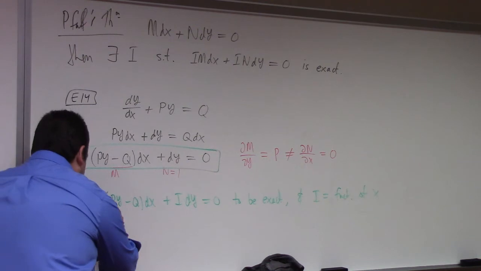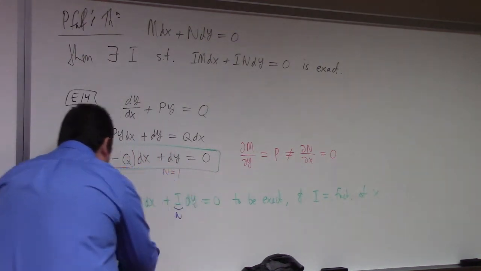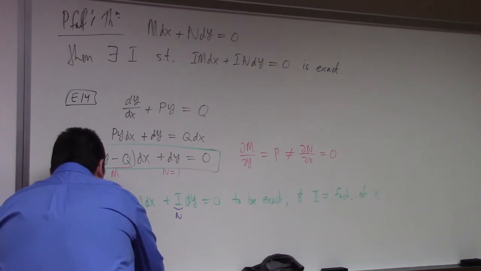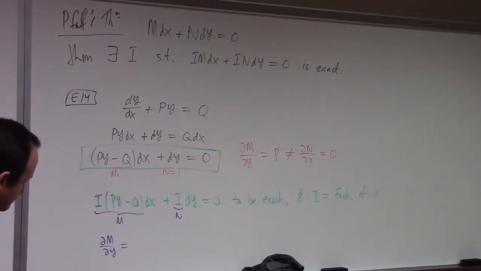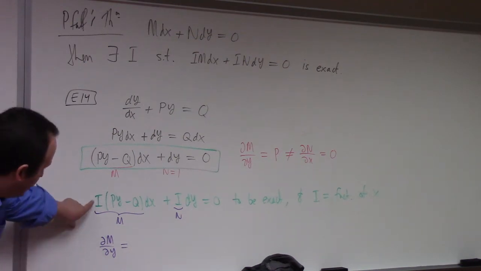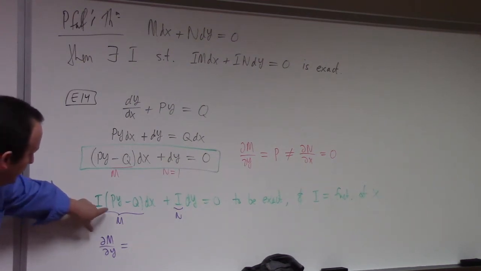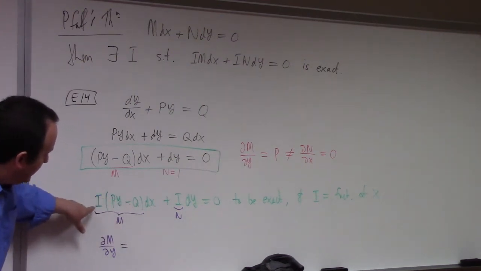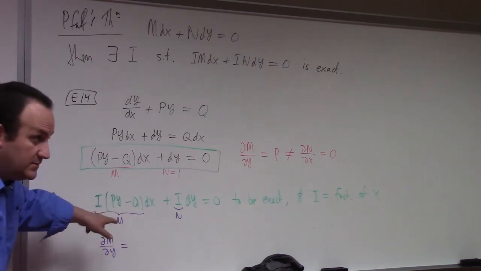So this would be my new M, right? This is my new N. So what's partial M, partial y, is what? So I'm saying, suppose I is just a function of x. When you take the partial derivative of this with respect to y, what do you get? The q and the I goes away, that's constant. We just get IP.